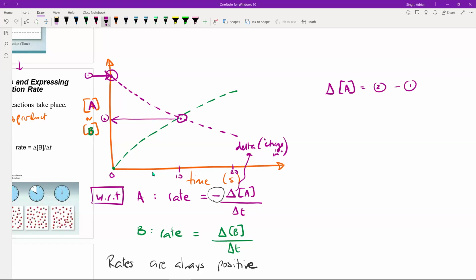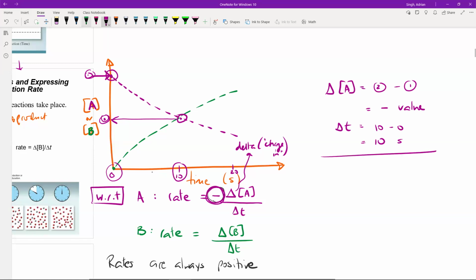And as you can imagine, 2 is a smaller value than 1. So this is going to lead to a negative value, which is why we need to include the negative sign to change it from a negative to a positive value. And then the change in time, delta t, is simply whatever time we end up with, which is 10, minus our initial time, which is 0. So the delta t there is 10 minus 0, which is 10 seconds in this case. Okay, so that's how we can use that graph or tables to calculate the rate of the reaction.